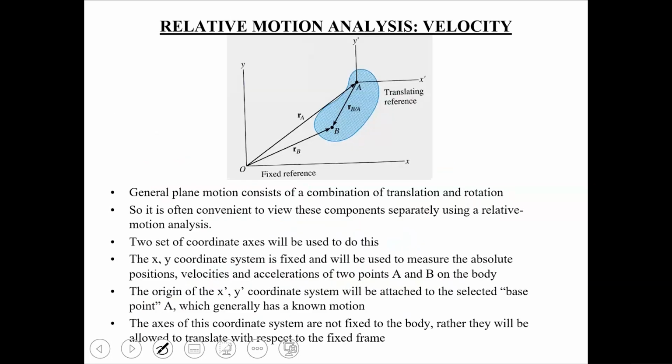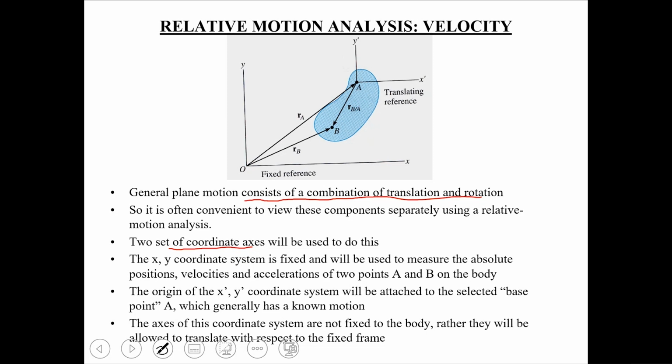Now, in order to understand this relative velocity analysis, let us consider a rigid body which is shown to you as this blue body. So, general plane motion, as we have already discussed, consists of a simultaneous translation as well as rotation. So it is often convenient to view these components separately using a relative motion analysis. आपको अगर याद हो चैप्टर नंबर 12 में हमने relative motion analysis जब हम दो particles का कर रहे थे तो हमने दो set of coordinate axes define किए थे. यहाँ भी हम almost वही कहानी करेंगे.